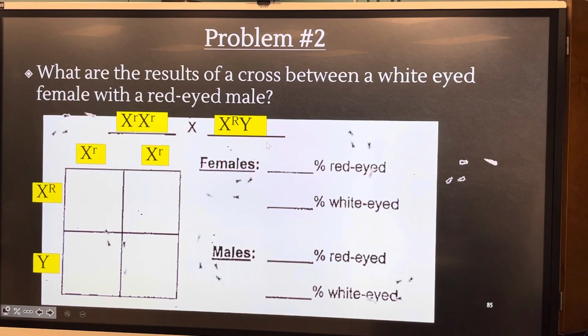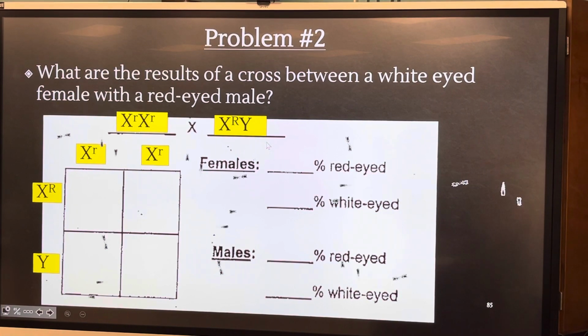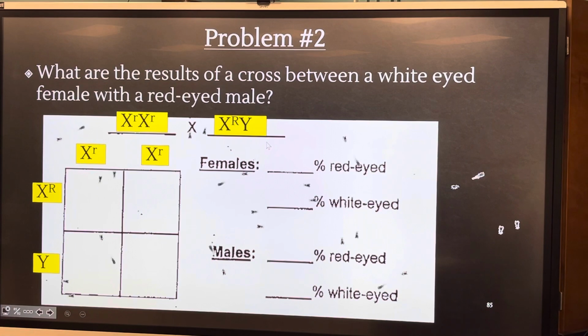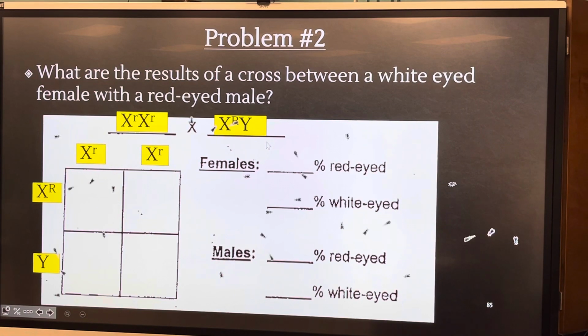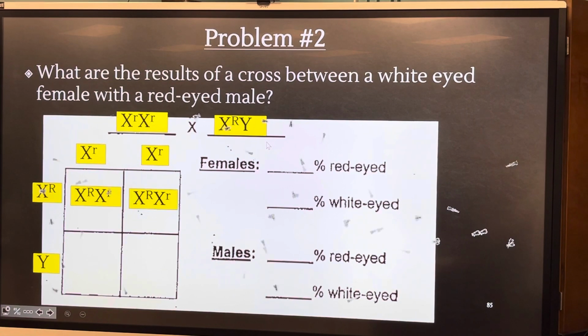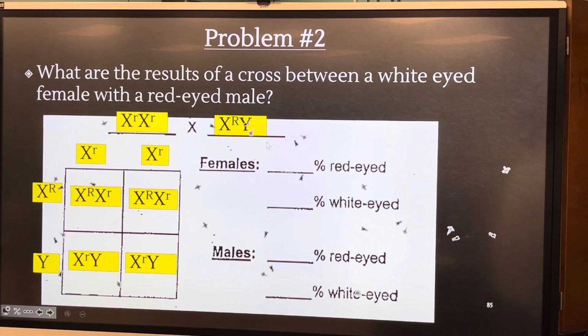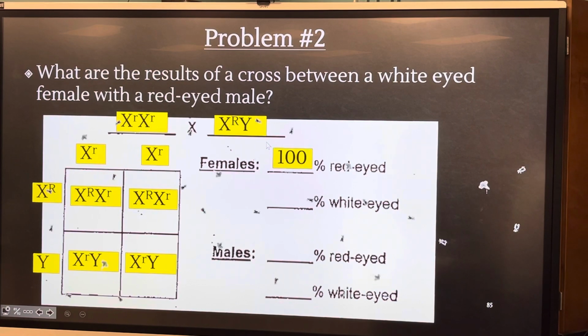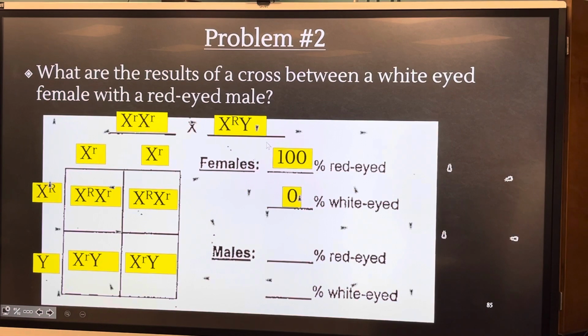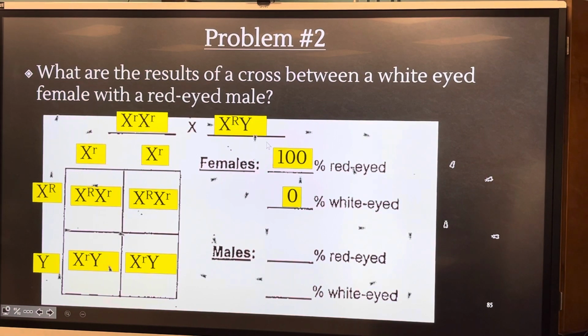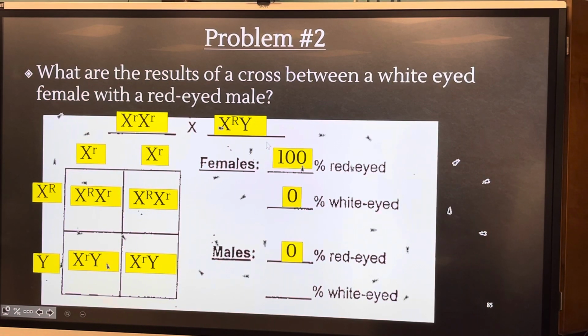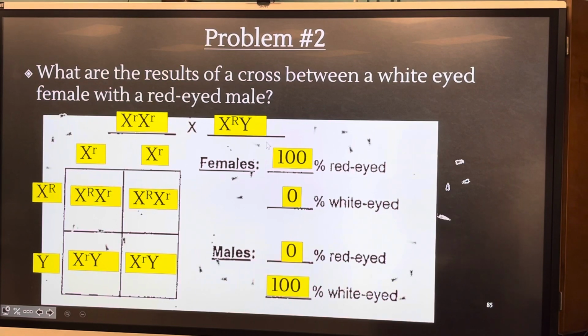Now fill in the blanks for the probability of the different offspring. And you're going to get 50% female, 50% male. Of course, we know that already. But what percent of females are red-eyed? 100%. What percent of males are red-eyed? 0. White-eyed, 100%. Okay?